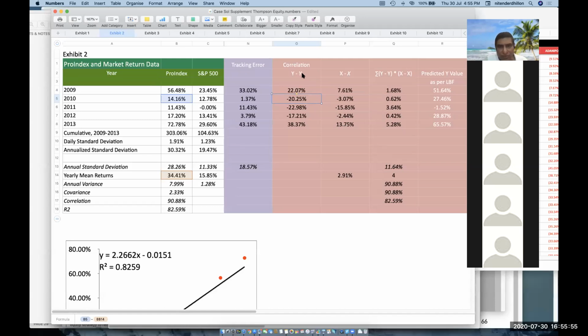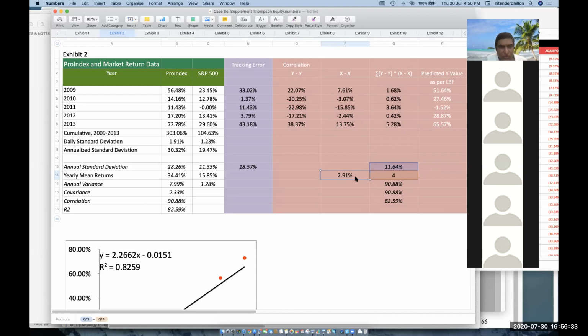So we got this Y minus Y bar, and similarly this X minus X bar is the X variable, the independent variable. S&P in this case was 7% off the mean, and in 2013 it was 13% off the mean. When I multiply these numbers, Y minus Y bar and X minus X bar, I get numbers like 1.68, 0.62, 3.64, 0.42, etc. The sum total of these multiplications is 11.64. I divide this by 4, which is n minus 1, for 4 data points, and I get a number like 2.91.